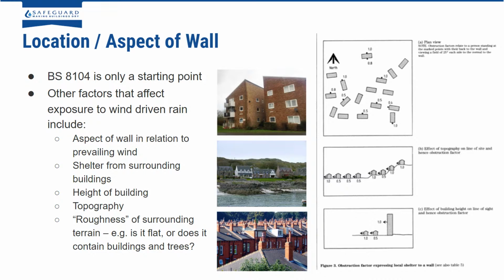The other thing is the aspect of the wall. In certain areas you need to take into account the contours of the land, the topography. So it depends on how high the wall is, and what the roughness of the surrounding terrain is: is it flat? Does it contain buildings and trees? If a house happens to be on its own in a field, it's likely to be more exposed to the elements. But if it's within a cluster of other houses, then it's going to have less risk of being exposed to wind-driven rain.